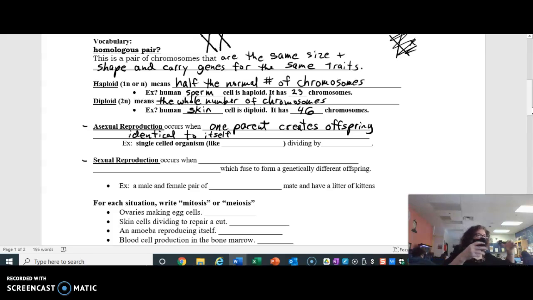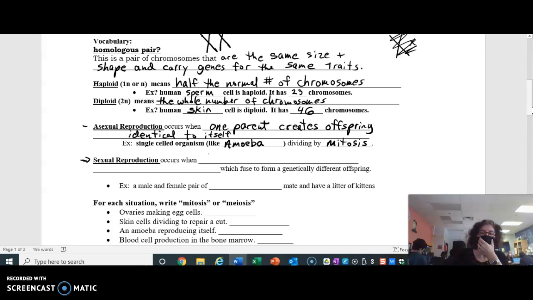You just make a baby, either it buds off of you. Some mushrooms do that. The yeast cells do that. They just sort of bud off offspring. Or bacteria when they divide, or a single-cell protist when it divides. So like an amoeba is a single-celled organism, right? And an amoeba reproduces asexually by doing mitosis. When an amoeba divides, it's not making any sperm or egg, it's not shuffling any genes, and it's creating offspring that are identical to itself. So there you go.